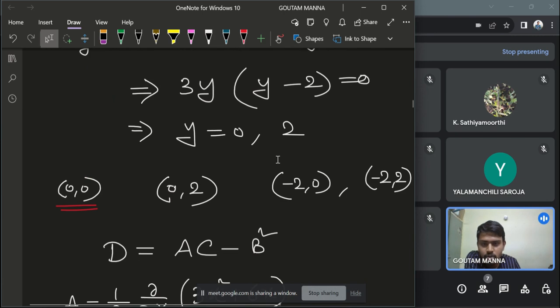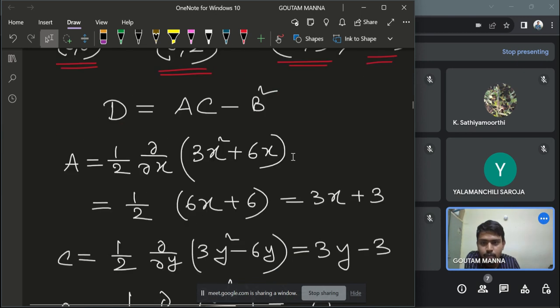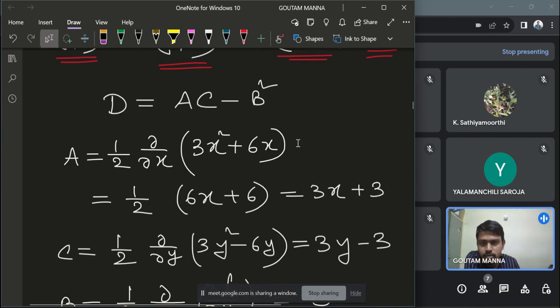And you can check yourself whether these points are saddle points or not, whether some of these will be local maximum or minimum. So you can check for that in this same method.